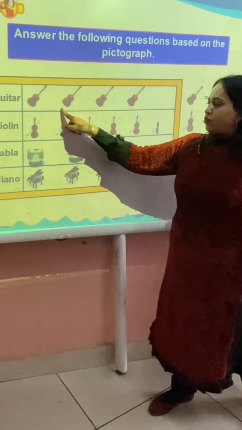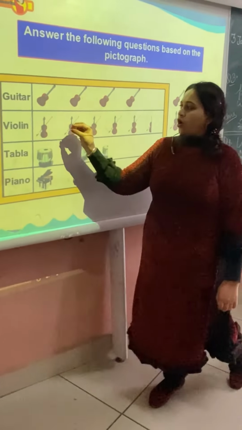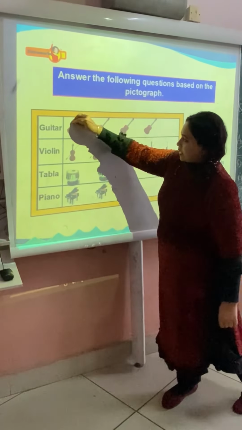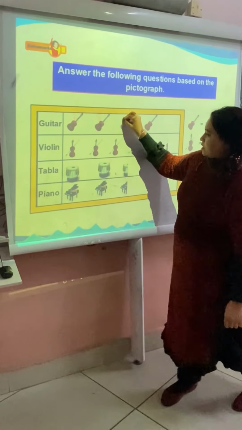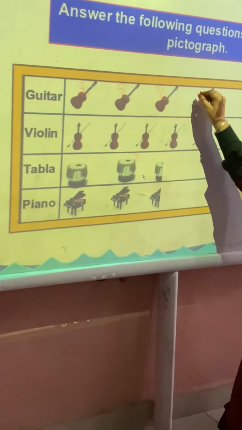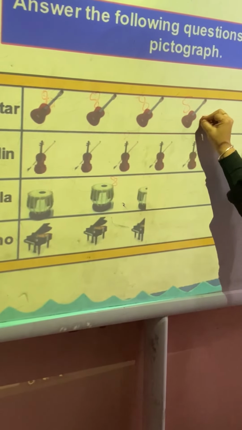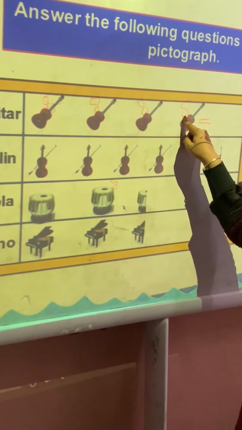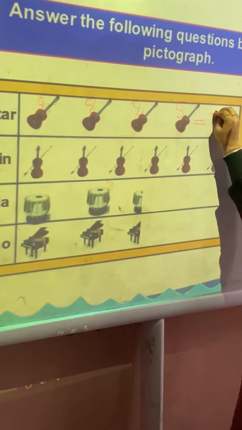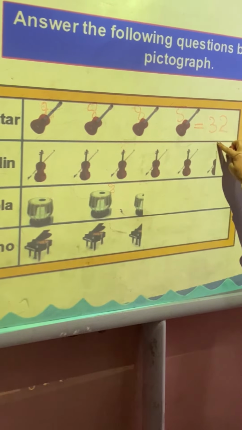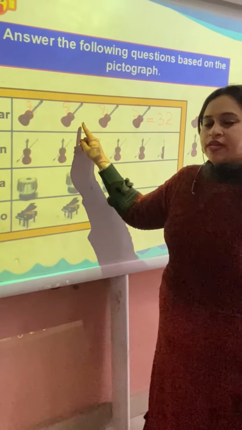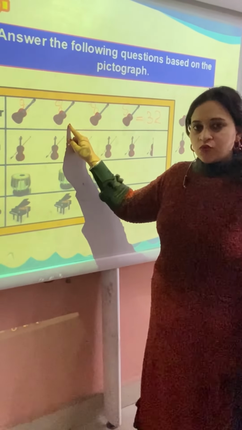Now, if you have to count the total number of guitars, how will you do it? First of all, you will write 8 on each guitar. This is the easiest method to do it. Now count the total number of guitars. 8 plus 8 plus 8 plus 8 is equal to 32. Write the total number of guitars here. Beta, this way, you will never be mistaken and the answer will never be wrong.